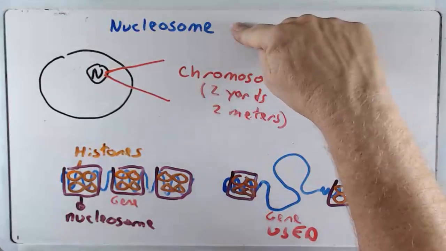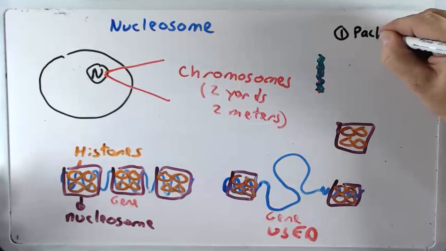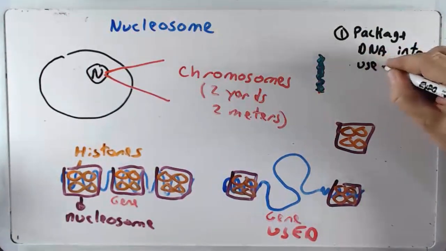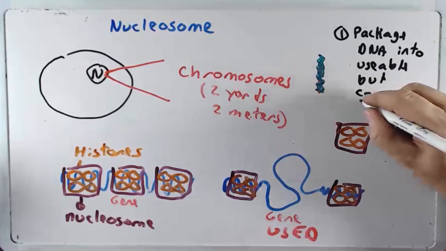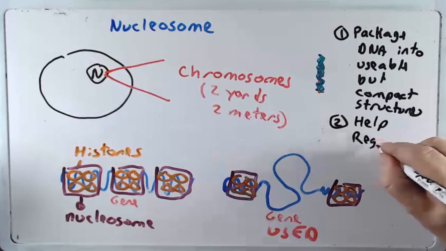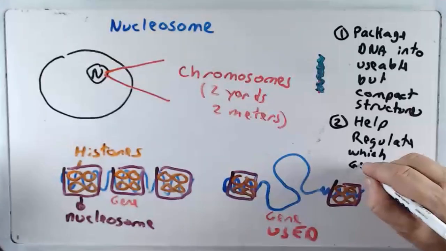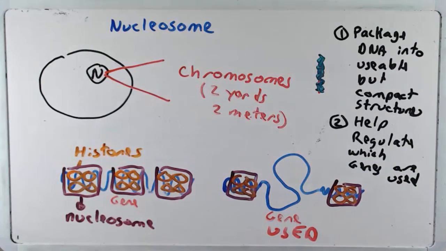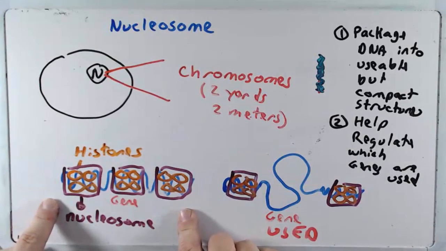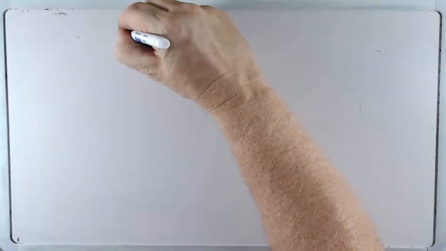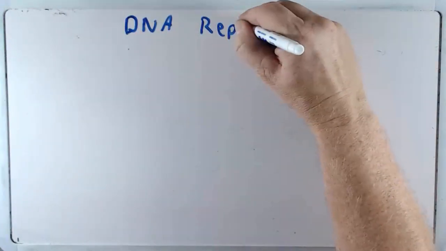So the nucleosomes do these things. They package our DNA into usable but compact structures. And nucleosomes help regulate which genes are used. And that's all I want you to know about nucleosomes. On the next whiteboard, what I'm going to talk about is how we take this DNA here and we replicate it during cell division. So let's start talking about DNA replication.